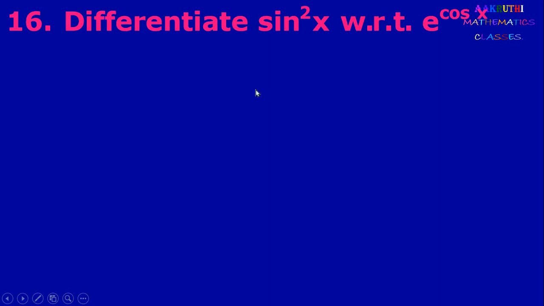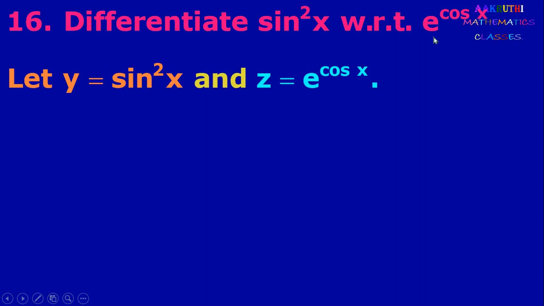Now we know differentiation of y with respect to x, but here it is given differentiation of sin square x with respect to e to the power cos x. It is also parametric differentiation. You have to differentiate sin square x with respect to e to the power cos x. You take sin square x equal to y and e to the power cos x equal to z. So you have to find dy by dz.